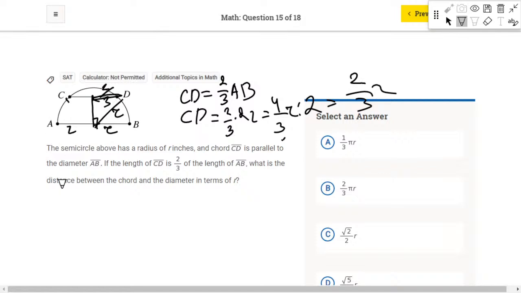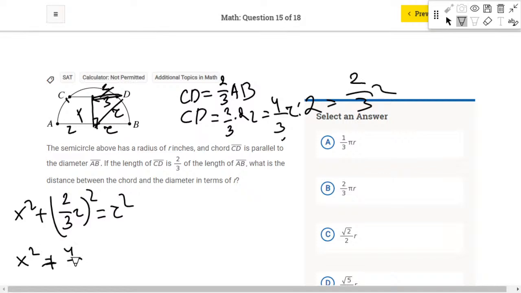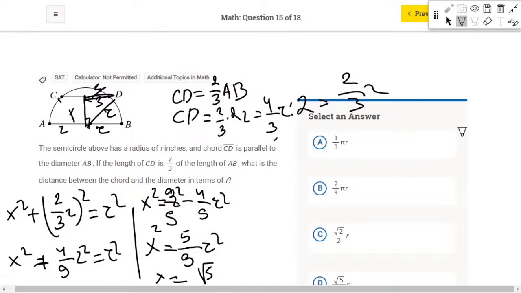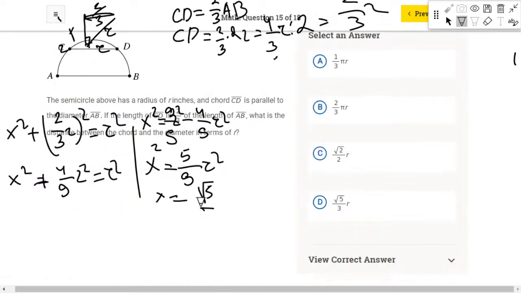So now I do my Pythagorean theorem. x squared plus (2/3 r) squared equals r squared. x squared plus 4/9 r squared equals r squared. x squared equals r squared minus 4/9 r squared. x squared equals 5/9 r squared, so x equals square root of 5 divided by square root of 9, which is 3, multiplied by r. Finally, this is the answer.